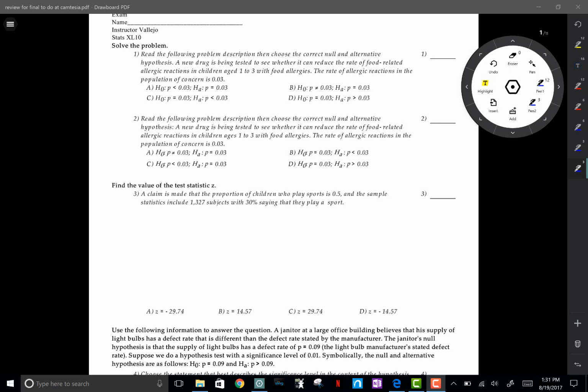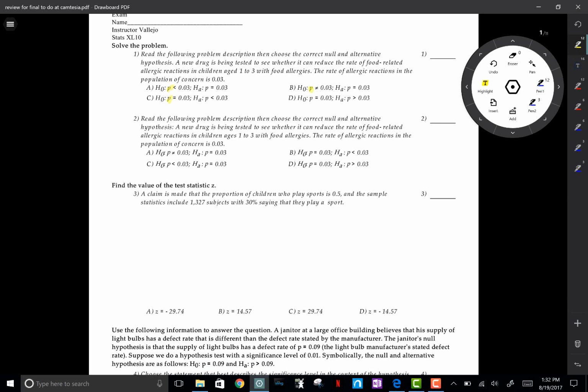A new drug is being tested to see whether it can reduce the rate of food-related allergic reaction in children ages 1 to 3 with food allergy. The rate of allergic reaction in the population of concern is 0.03. For this one, we're doing the rate, so it's a proportion, so we have P instead of mu. All number one is asking us to do is a null and alternate hypothesis.